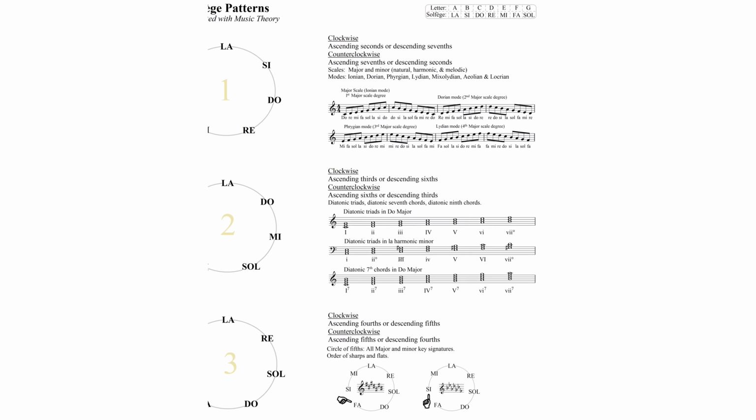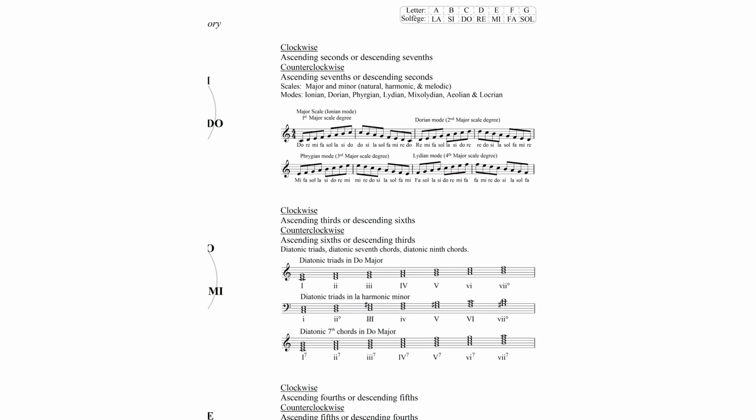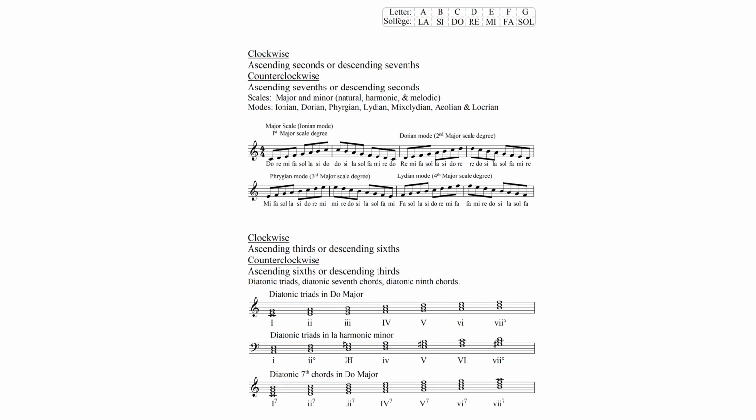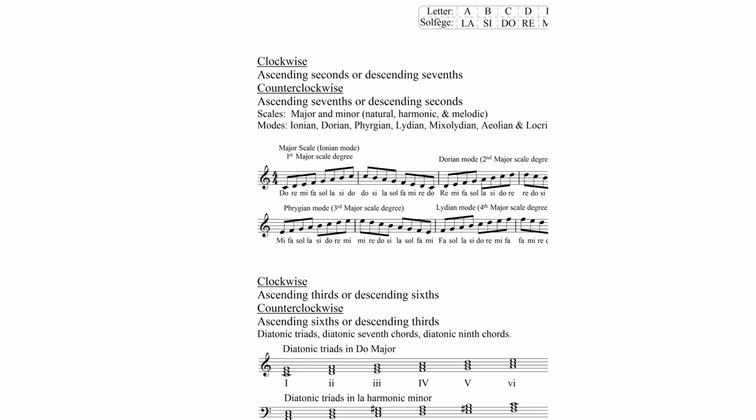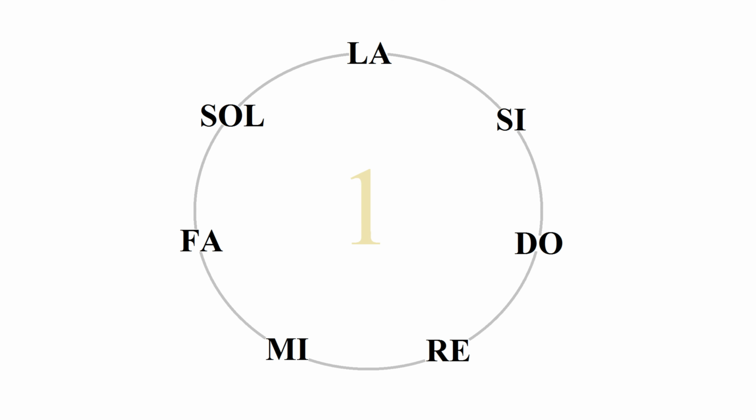The first circle contains modes and scales. In fact, every possible mode or scale pattern is in the first circle. This is easier than you might expect because there are only 7 patterns which start and end on any one of the 7 possible notes. In a sense, if you've learned one, you've learned them all.